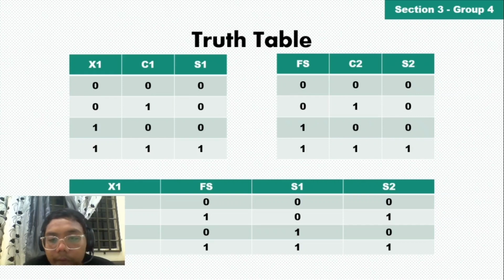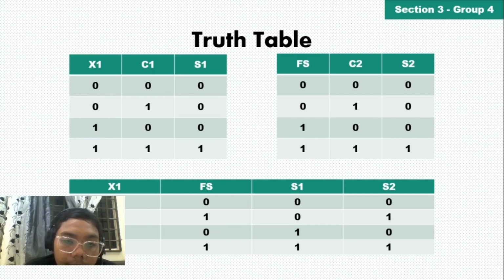That is the truth table. So for FS, when FS is 0 and C2 is 0, S2 becomes 0, and when FS is 0 and C2 is 1, S2 becomes 0. The same goes for when FS becomes 1 and C2 is 0, the output also becomes 0. And when FS and C2 are both 1, the output turns to 1.